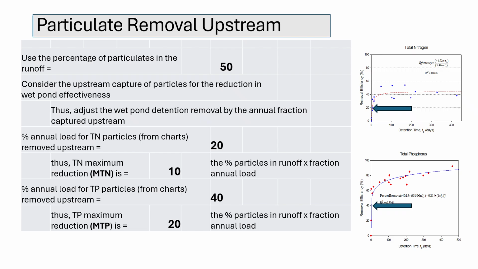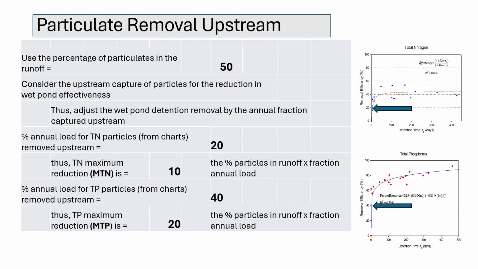Now, let's think about what happens if we remove these particulates before they even reach a treatment system like a wet pond. From typical removal plots, we know that an untreated flow entering a wet pond might see about a 20% removal of total nitrogen and around a 40% removal of total phosphorus.